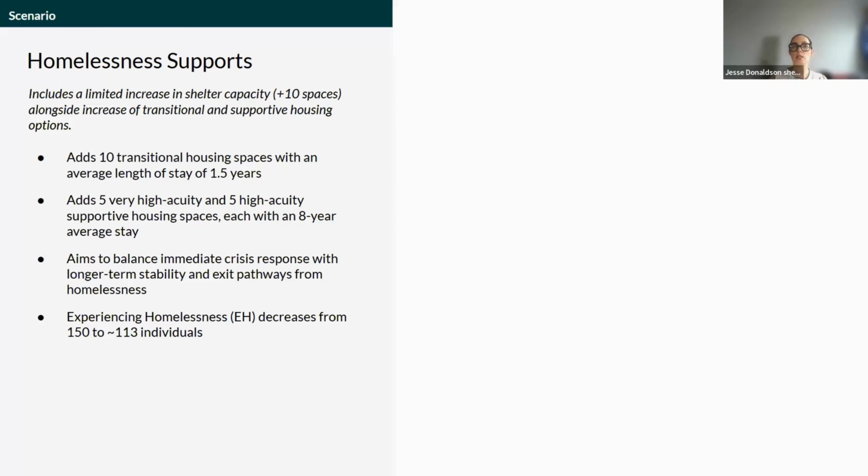Added 10 transitional spaces with an average length of a year and a half. I added 5 and 5 with an 8-year average stay. That's really long, but I said, I want to build a program where people can stay, get the supports they need, and aren't coming back into homelessness. And it aims to balance the crisis response with longer term stability.